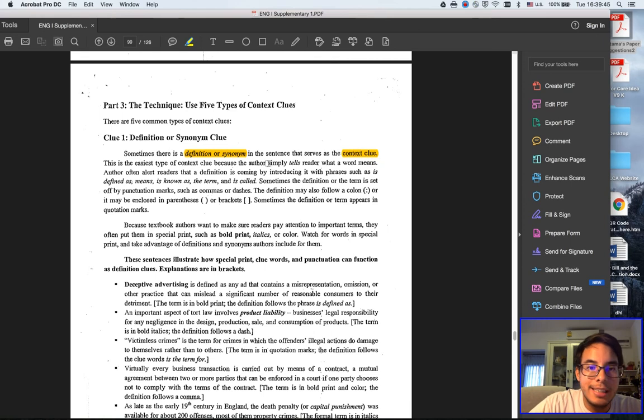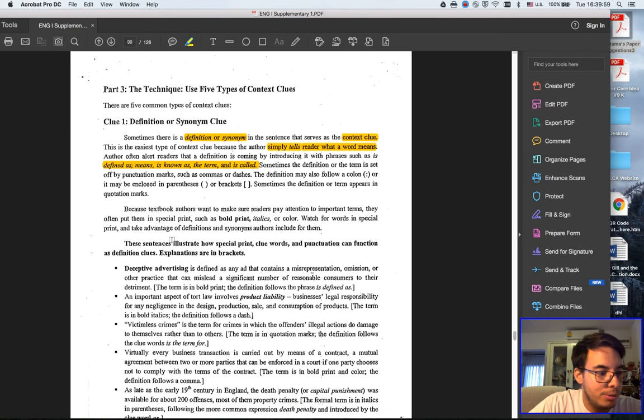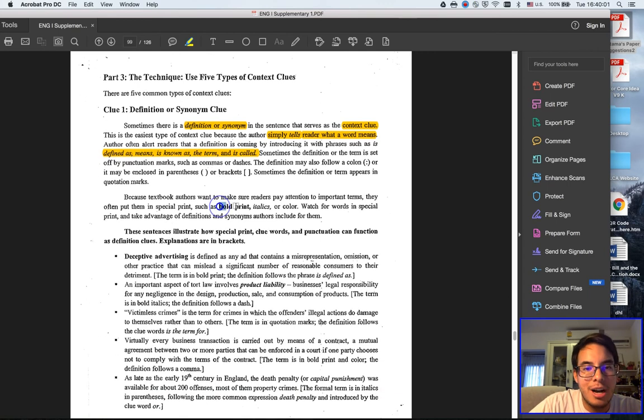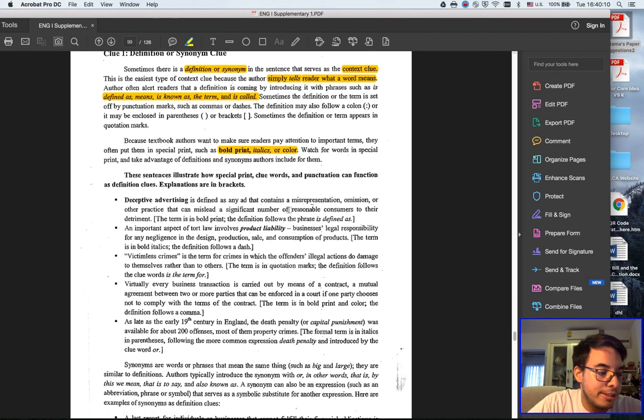So it simply tells the reader what the word means. Sometimes this will be introduced when the sentence says defined as or means or is known. So, for example, textbooks commonly bold or put words in italic when they want to explain what it means. Now, in the following examples, there's many examples.